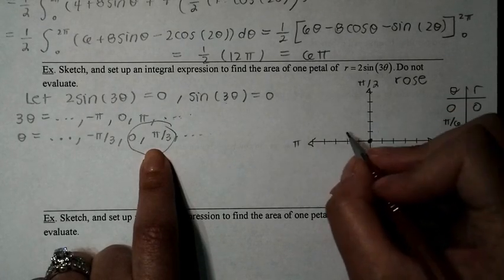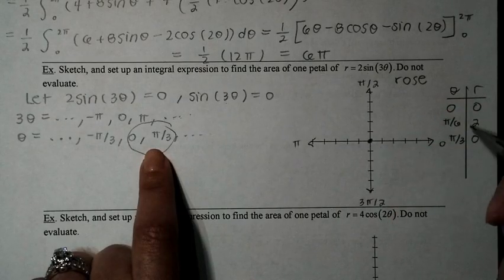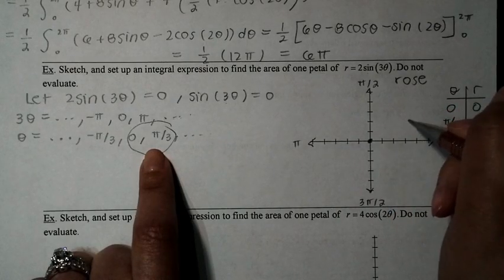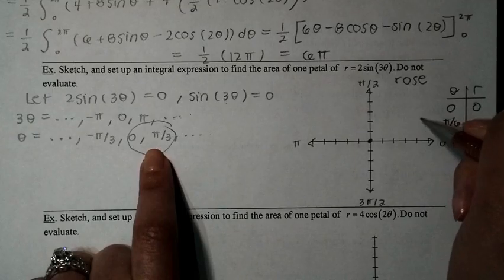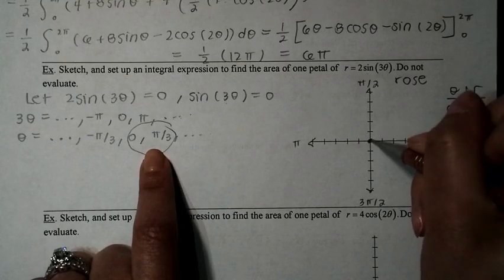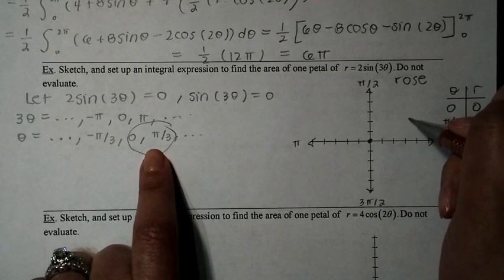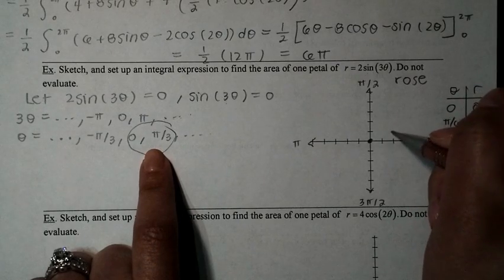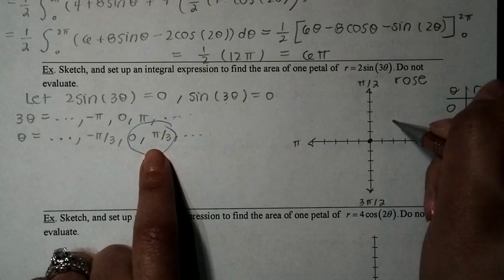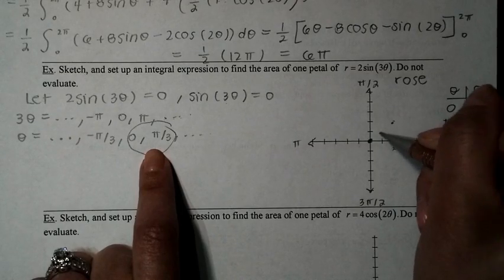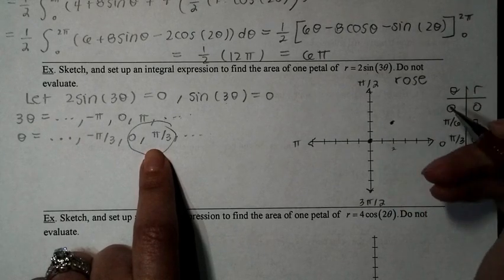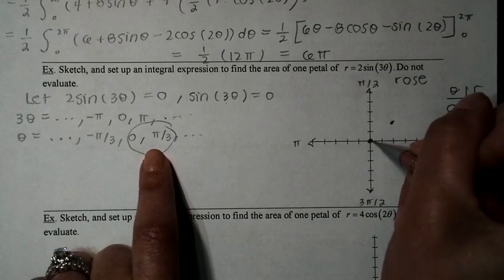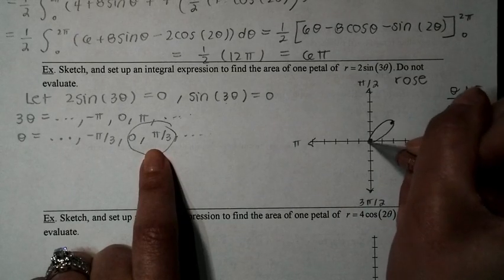What you have here is that pi over 6 is somewhere here. So at pi over 6, you know that the distance between the origin and the stopping point of your r is going to be 2. So I'm going to guesstimate that your petal is going to be very short. If this is 2, something like this. So this is going to be your first petal.